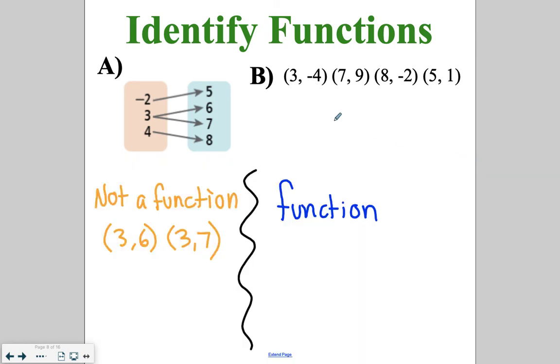So now that we look at A, we know that it is not a function because there are 2 arrows coming out of 3. We look at part B, and it is a function. Now I want you to determine, is part B one-to-one or not one-to-one? Part B is a one-to-one function because each element of the domain has exactly one range value.